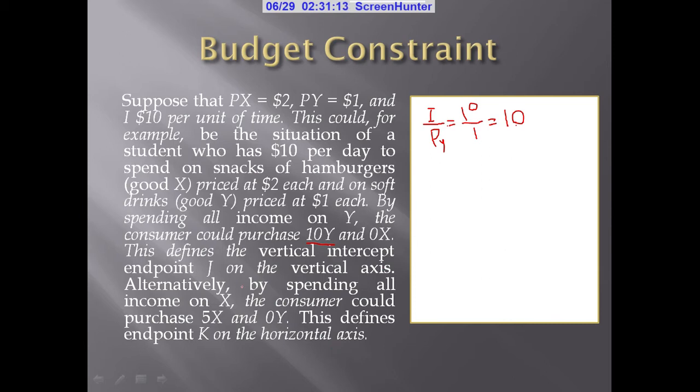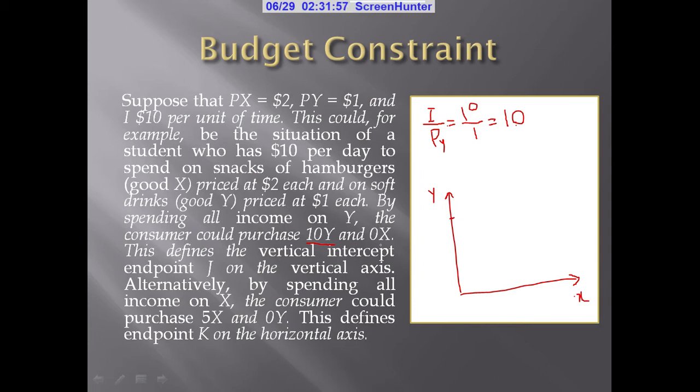Again, this is a vertical intercept. We can draw the figure here. We have two commodities. Commodity X we measure on the X-axis, that is hamburgers, and on the Y-axis we have soft drinks. So we calculated the point: the total quantity that the individual can consume by spending all of his income on commodity Y is equal to 10.